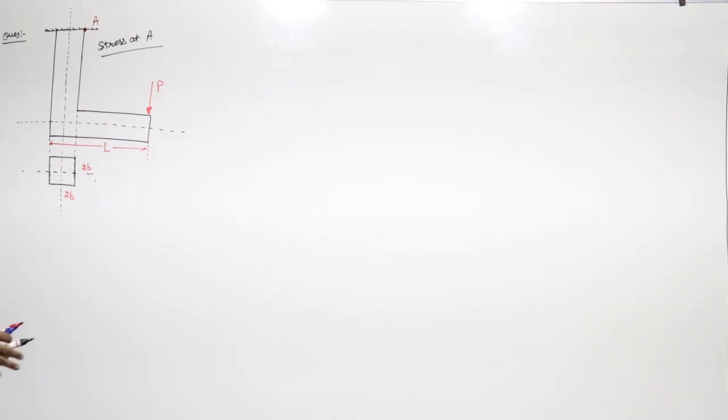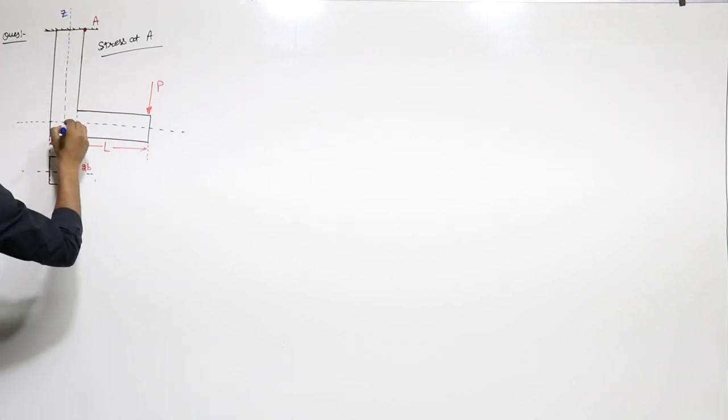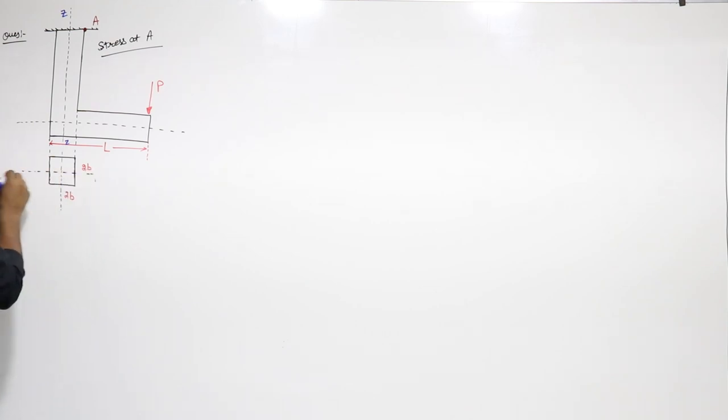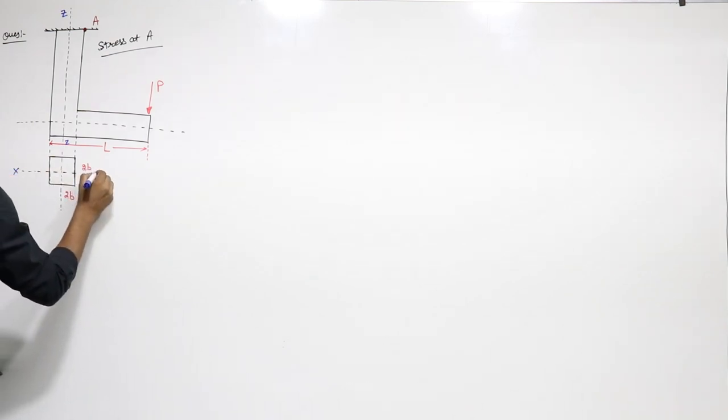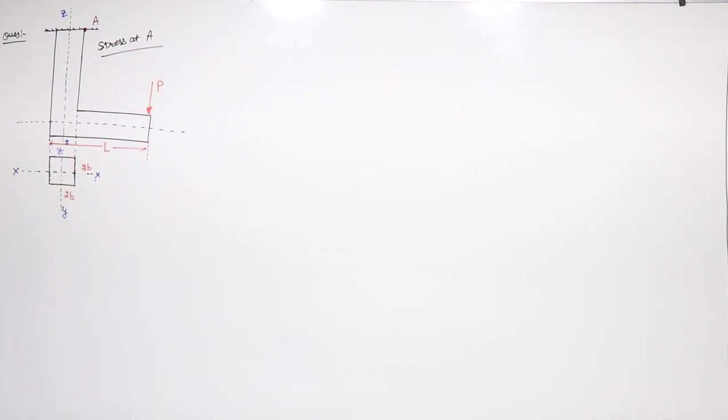Let us define the axis first. I am taking this as a Z axis. This is Z. Let us say this axis is X axis and this is Y axis. Right, defining the axis is important. These are the three centroidal axes. This is Z, this is X, and this is Y, the vertical axis. Right, the thing is like this.